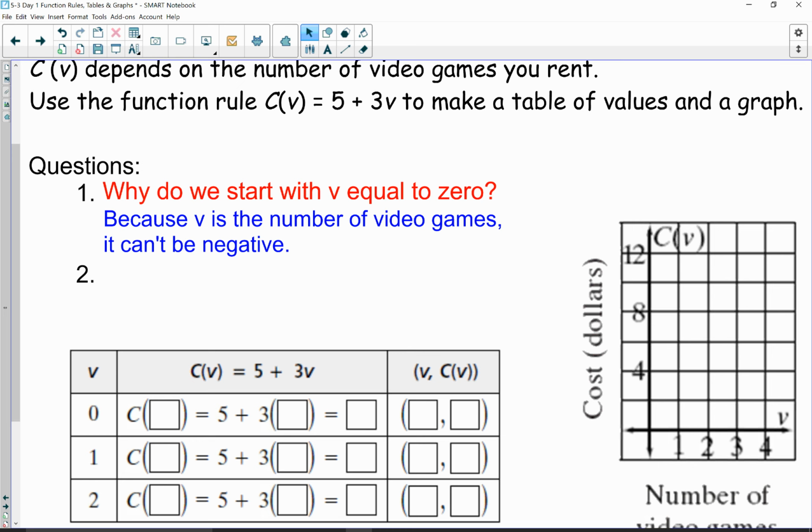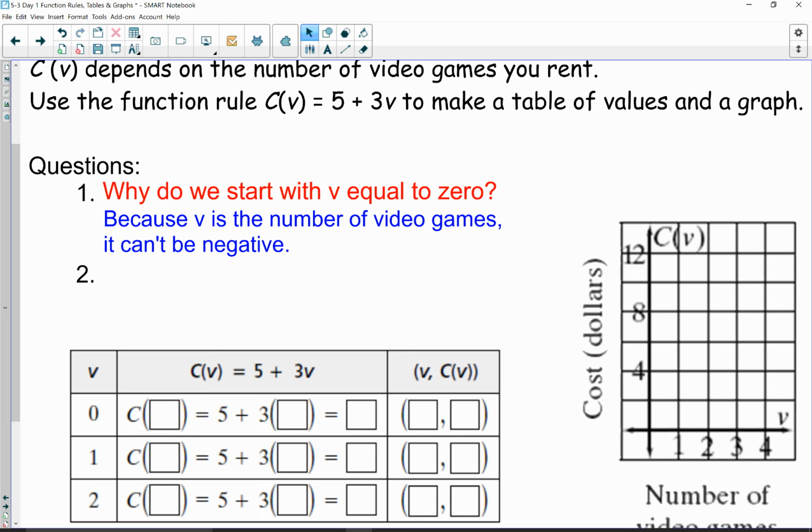The second thing we have to think about, well, that I'm going to have you think about right now, is: are you always going to start a table with 0? The answer to that's no. Some functions, depending on what a problem is talking about, can have negative values. So it all depends on what the problem is really talking about as to what values you're going to use for your variables.